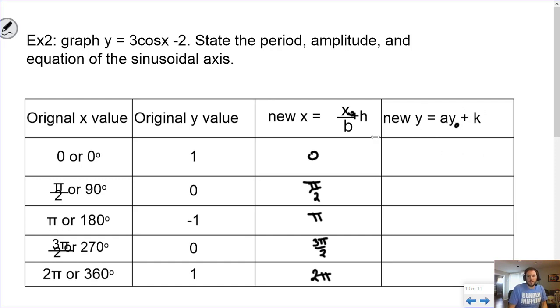Now my new y values, I have an a and I have a k. So what I'm going to do is I'm going to take this 1, I'm going to multiply it by 3 and then subtract 2. So 1 times 3 is 3 and then minus 2 is 1. Do the same thing here. So 0 times 3 is 0, minus 2 is -2. -1 times 3 is -3. -3 minus 2 is -5. And then again, -2. And then back to 1.